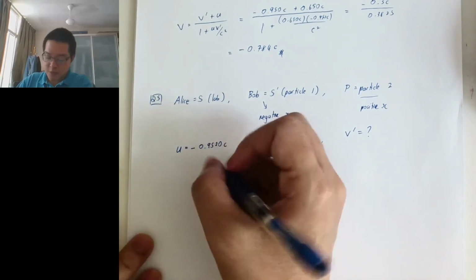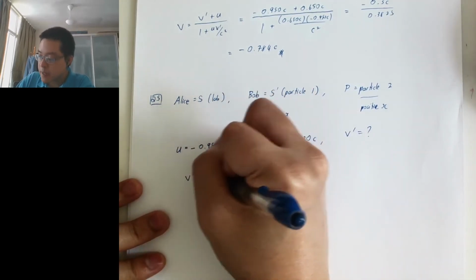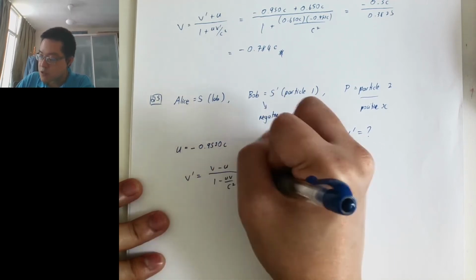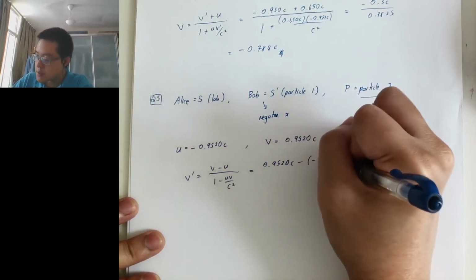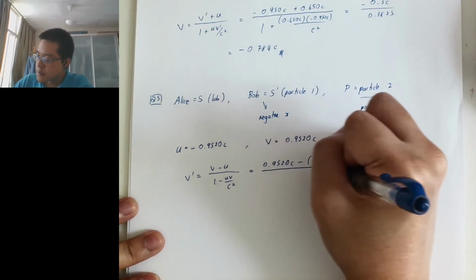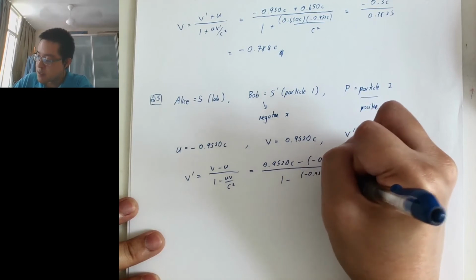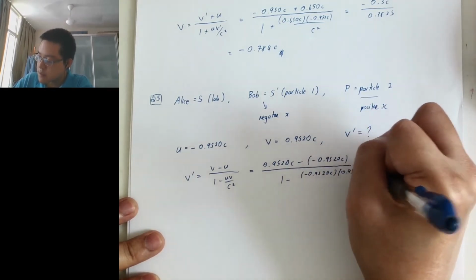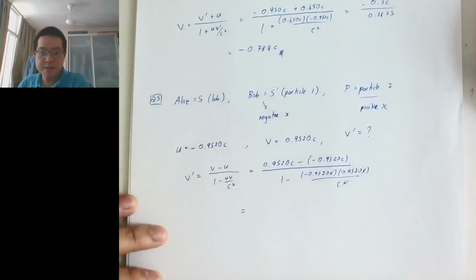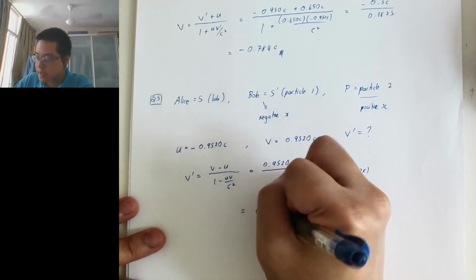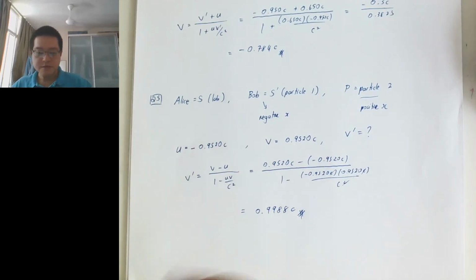Then if I use it this way, using the Lorentz velocity transformation formula, it is v minus u over 1 minus uv over c squared. So my v is this number, and then u is this number, divided by 1 minus uv over c squared. So it's negative 0.9520 c over 0.9520 c over c squared. So this c cancel each other. All this can be simplified and calculated, so you get 0.9988 c. Okay, so that was question 5.